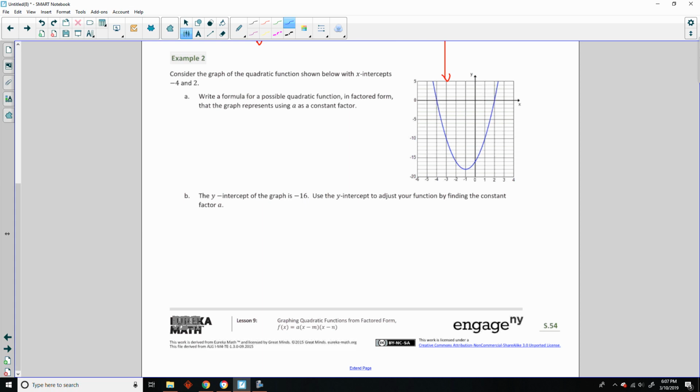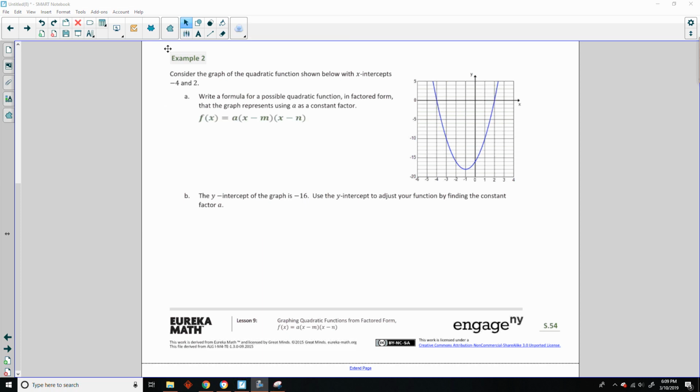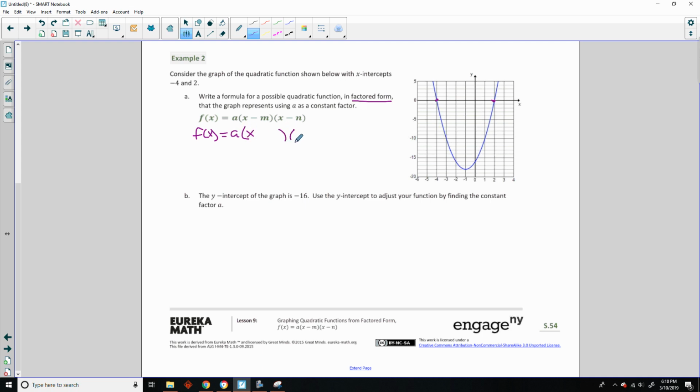Okay, example 2. Example 2 says to consider the graph of the quadratic function shown below with x-intercepts negative 4, right here, and 2, right here. Write a formula for a possible quadratic function in factored form, which is this form here, that the graph represents using a as a constant factor. So I'm going to write f of x equals a times x, x.